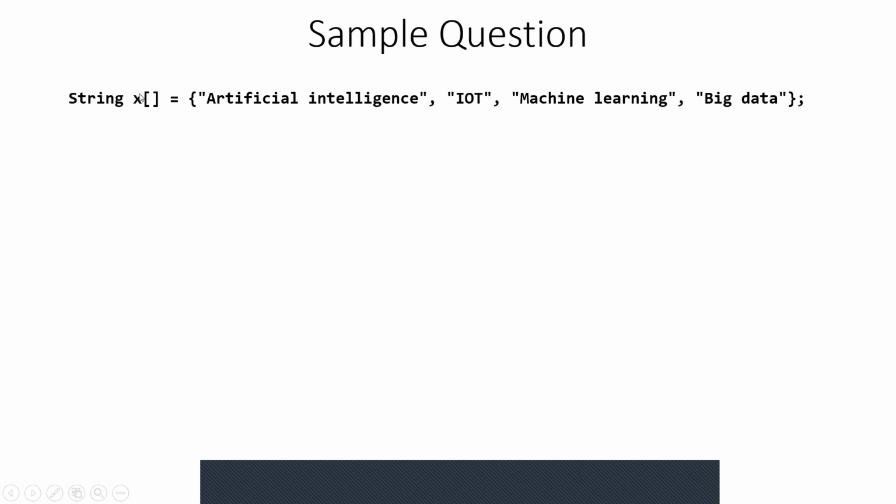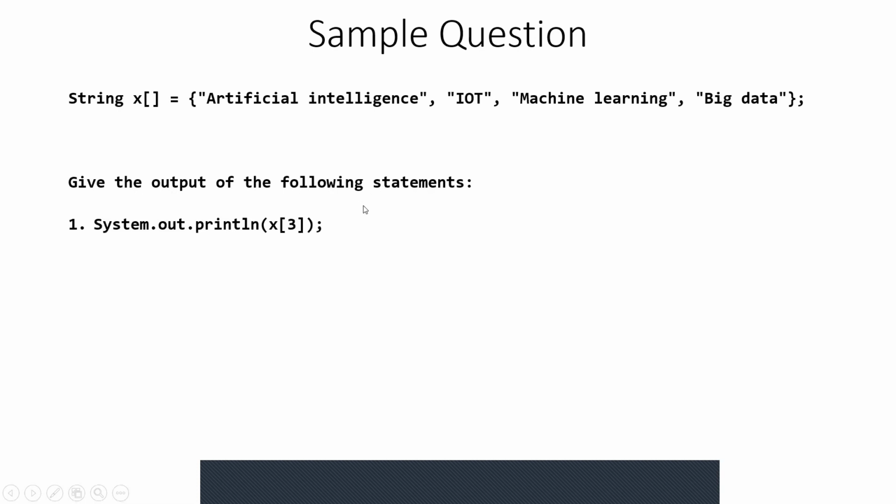Here we have an array called x. The square brackets denote it's an array of type String. It is initialized because of the curly braces, to 4 different values: artificial intelligence, IoT, machine learning, and big data. The question was, give the output of the following statements. The first one was System.out.println(x[3]).